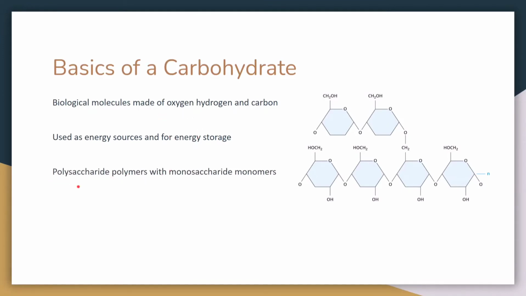Carbohydrates are polysaccharide polymers with monosaccharide monomers. So the repeating units that make up the carbohydrate polymers are called monosaccharides, and the carbohydrate polymers are called polysaccharides.